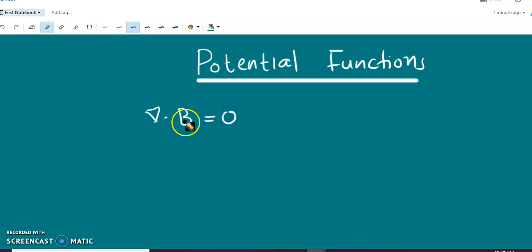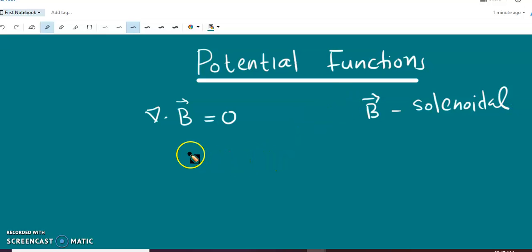The quantity whose divergence is 0 is generally called a solenoidal vector. So there is a vector over here and its divergence is 0. So B is called solenoidal. So you have studied in the mathematics course that every solenoidal vector can be represented as a curl of another vector. So B can be represented as del cross A.